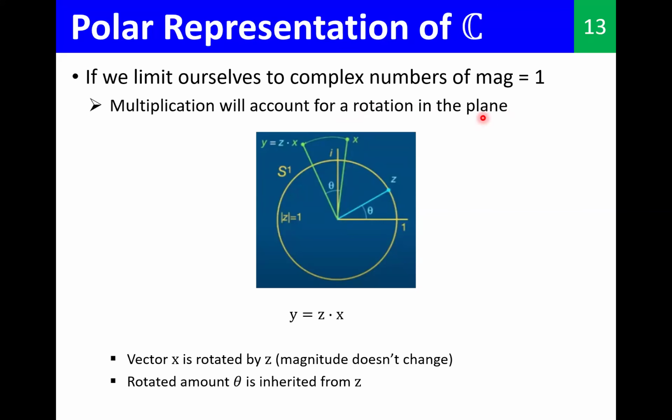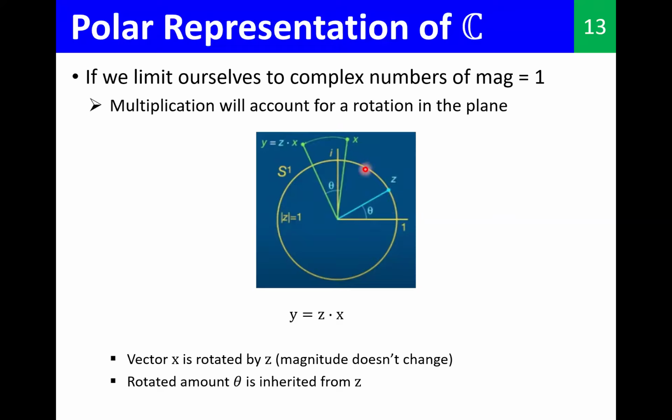So that's the connection I want to establish, which I think you already know, right? So the vector x can be rotated by a unit complex number, and the magnitude will not change, right? And this angle, the rotated amount, actually comes from z, the inherent angle of z. Okay, so what you need to know is you can make use of a unit complex number to achieve rotation.